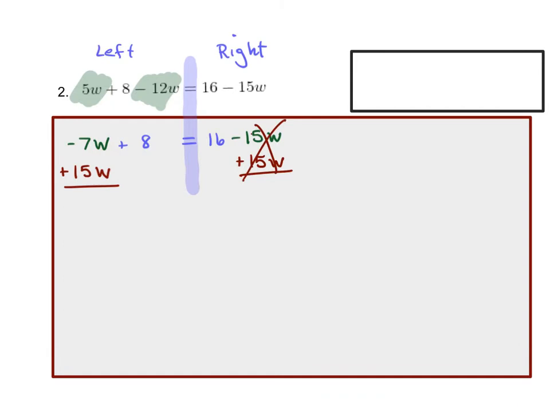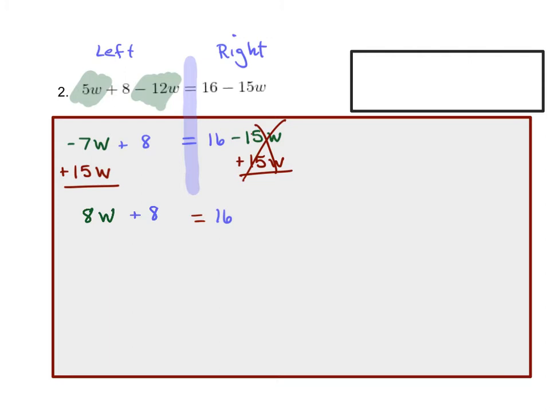On the right-hand side, my whole intent there was to get rid of that completely, so I'm only left with that 16 on the right. On the left-hand side, I've got to do a little bit of math. Negative 7 plus 15, that's 8w's, plus 8. So all of my w's now are on the left-hand side, and now I move anything that doesn't have a variable with it to the other side. In this case, it means move it to the right-hand side.